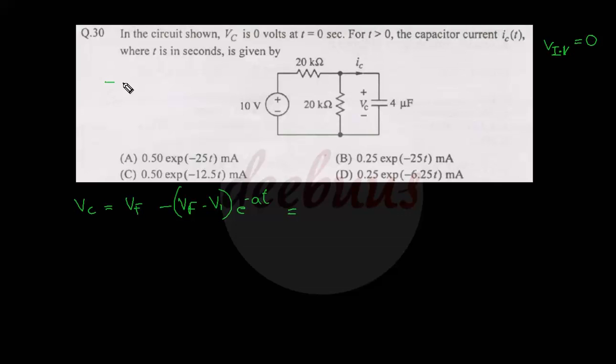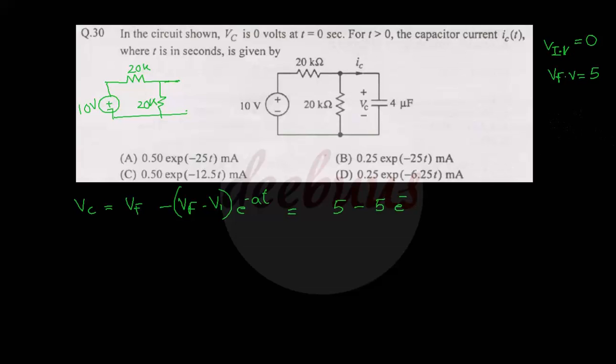For this case, we have to check what will be the final voltage across the capacitor. So there is a plus or minus 10 volt source, a 20 kilo ohm, and another 20 kilo ohm. As the capacitor behaves as an open circuit during steady state condition, the voltage splits across this 20 kilo ohm and the other 20 kilo ohm. So the voltage turns out to be just 5 volt. So V final equal to 5 volt. Now applying these values, 5 minus 5, initial value is 0, so e raised to minus AT.